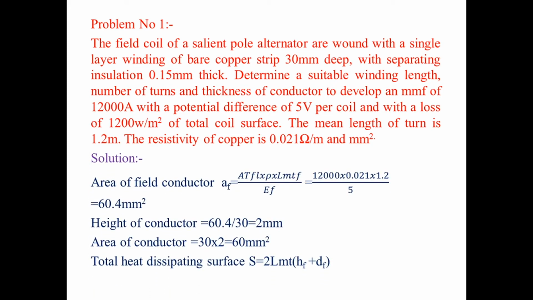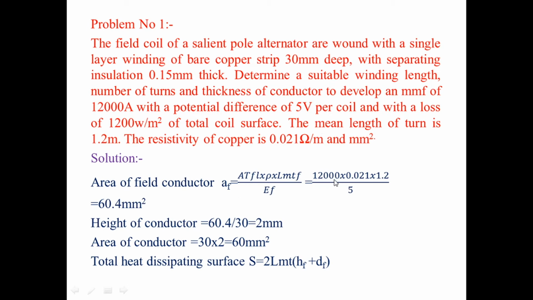What is the first step? In the first step, we need to calculate the area of the field conductor. Area of the field conductor AF is ATFL into rho into length of mean turn of the field winding divided by EF. ATFL is 12,000, the MMF of 12,000 amps, rho is 0.021 ohm per meter, and LMTF, the mean length of the turn, is 1.2 meter, divided by EF, the potential difference of each coil, that is 5 volt.